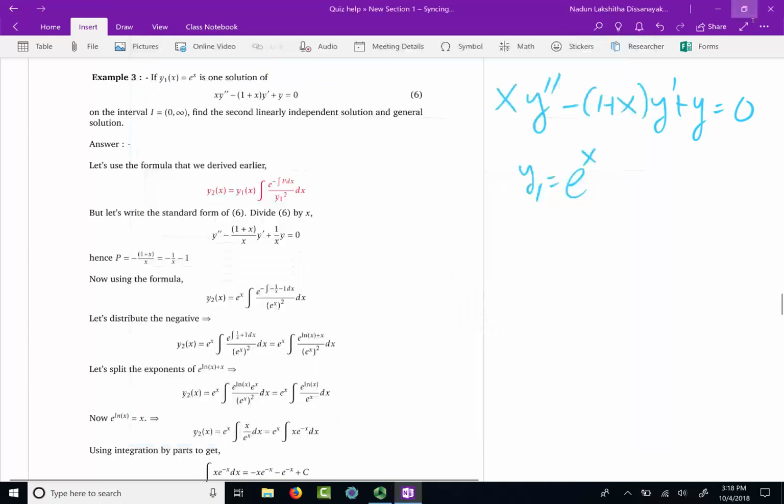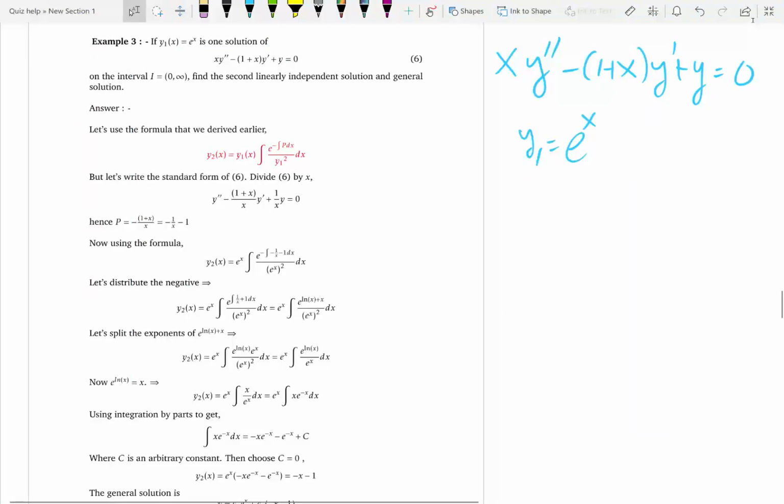Okay, hello everyone. So let me show you how to use the formula to solve a differential equation using the reduction of order method, and it's very easy. But one important thing you have to write down in your notes: if you're going to use the formula, you have to have your differential equation in standard form. But if you're using the general approach, you don't have to.